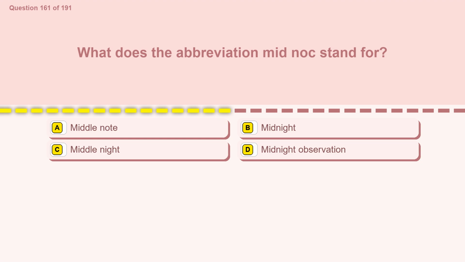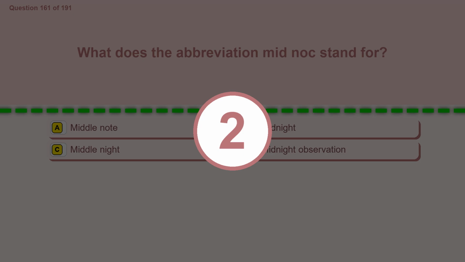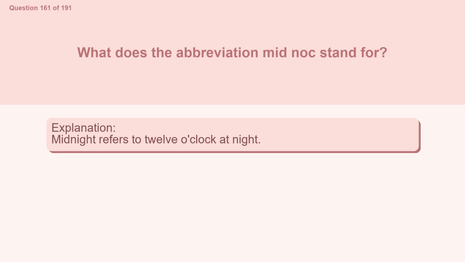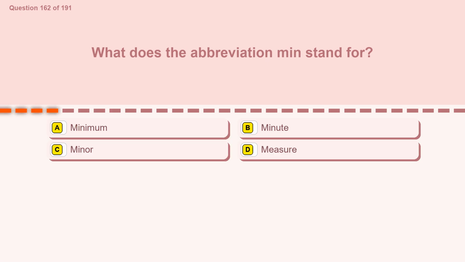Option A, middle note. Option B, midnight. Option C, middle night. Option D, midnight observation. The correct answer is option B, midnight. Midnight refers to 12 o'clock at night. Question 162. What does the abbreviation MIN stand for?